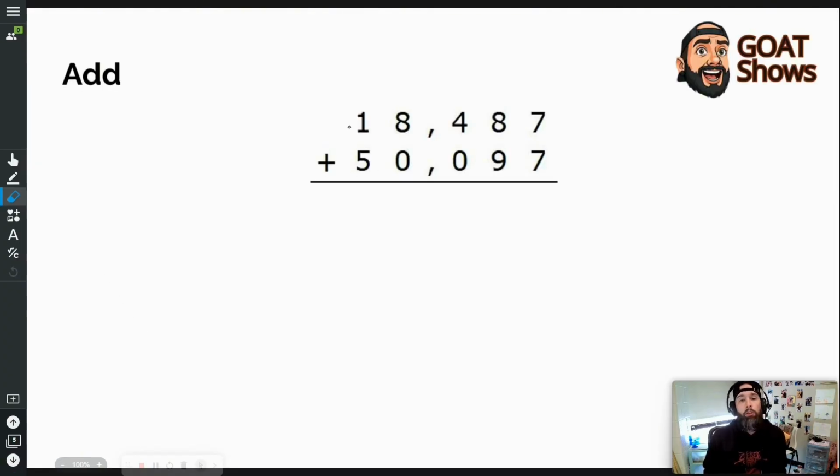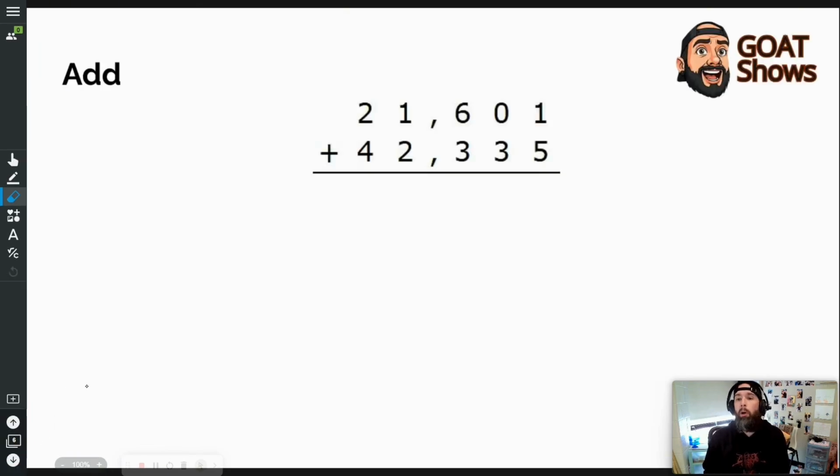Let's do it again. Start all the way to the right. I have 18,487 plus 50,097. 7 plus 7 is 14. Write out your 4, carry the 1. 1 plus 8 is 9. 9 plus 9 is 18. Write out your 8, carry the 1. 1 plus 4 is 5. 5 plus 0 is still 5. Write out your 5. 8 plus 0 is 8. 1 plus 5 is 6. Don't forget your comma, and you end up with 68,584.